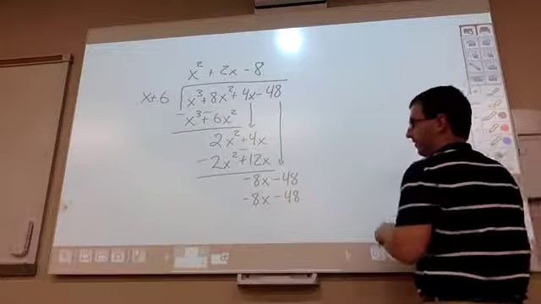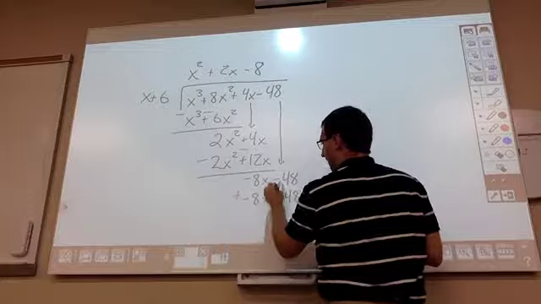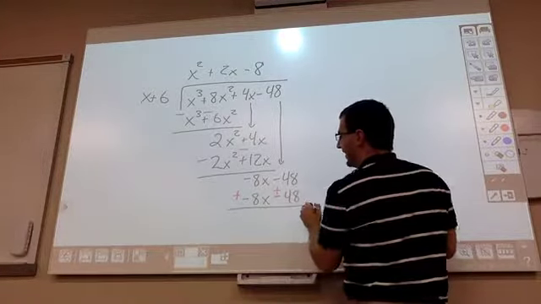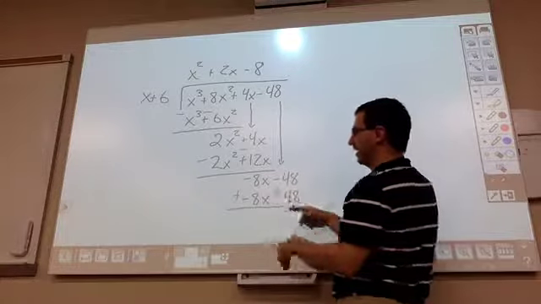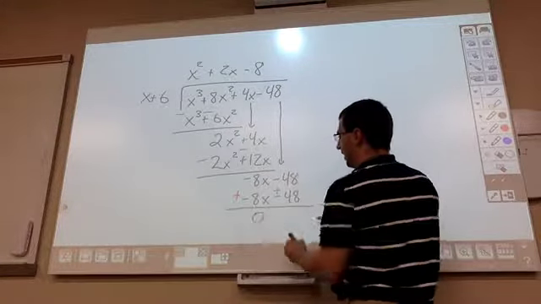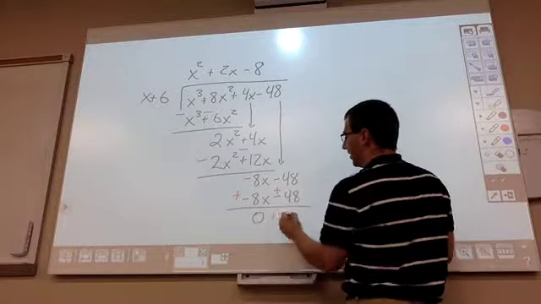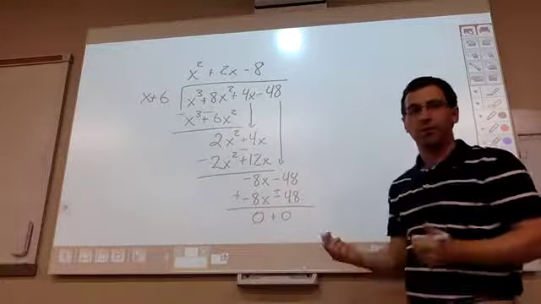Same process. We change the signs, and then we subtract. Well, a negative 8x plus 8x gives me 0. Negative 48 plus 48, well, guess what? That also gives me a 0. So guess what? I get a 0 for a remainder.